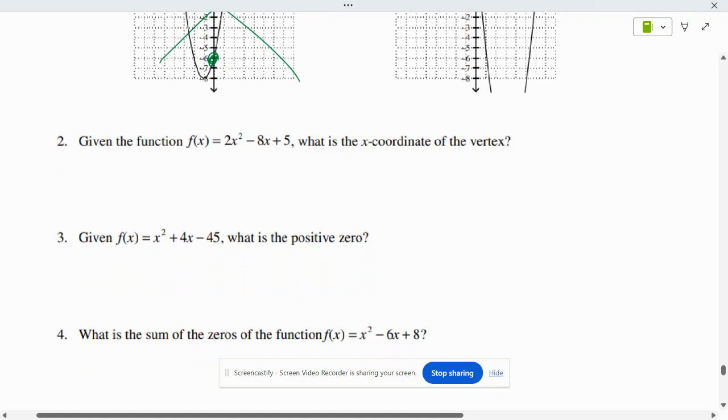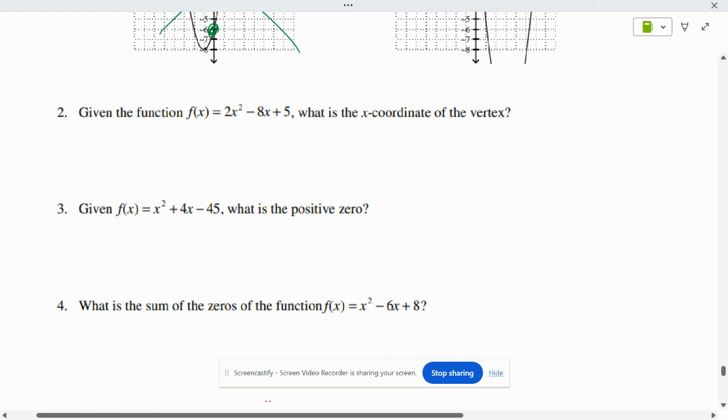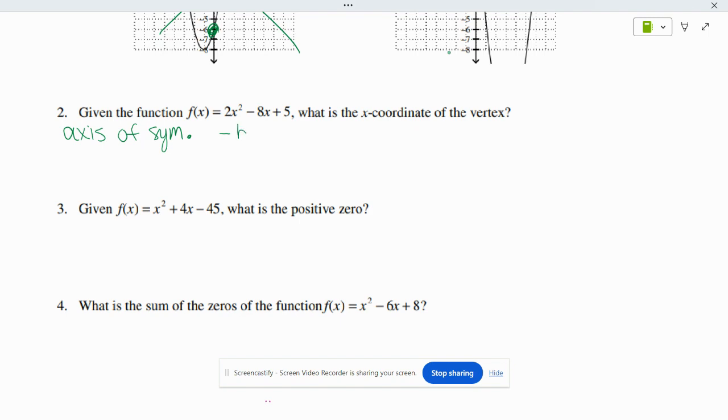Okay. Question number 2. It says, given this function, what is the x-coordinate of the vertex? Well, the x-coordinate of the vertex is another way of saying the axis of symmetry. That's what I want you to find. Opposite of B over 2A. So the opposite of a -8 is a +8 over 2 times 2 equals 2. So the axis of symmetry happens when x equals 2.